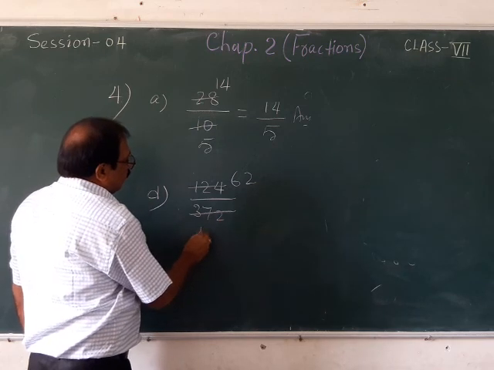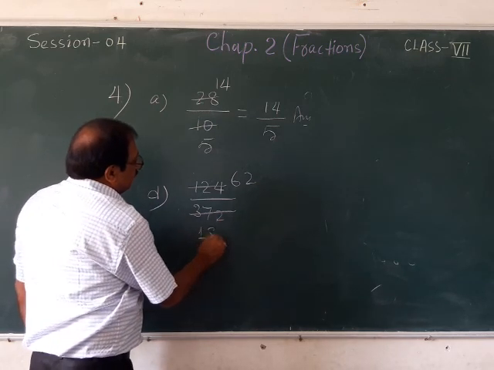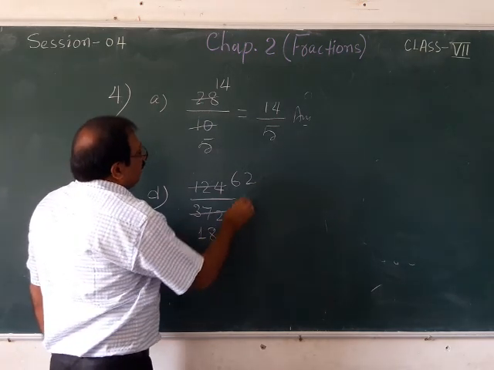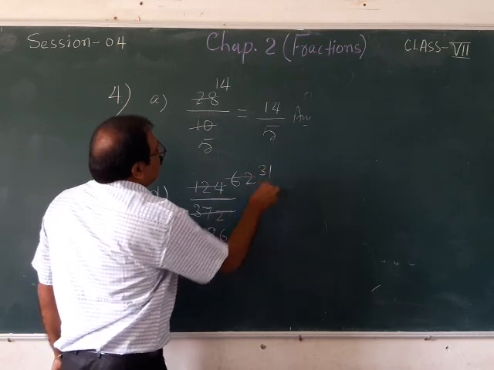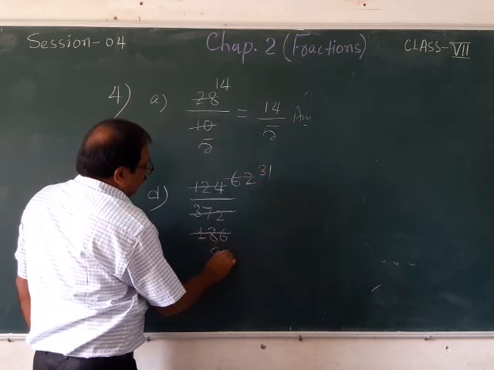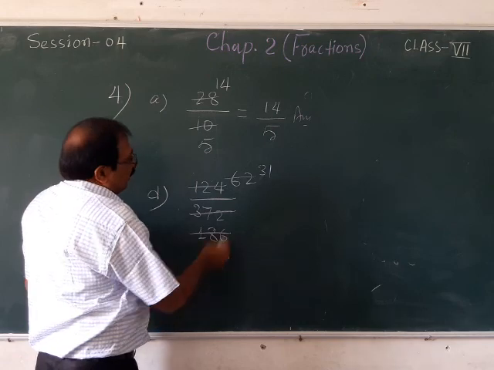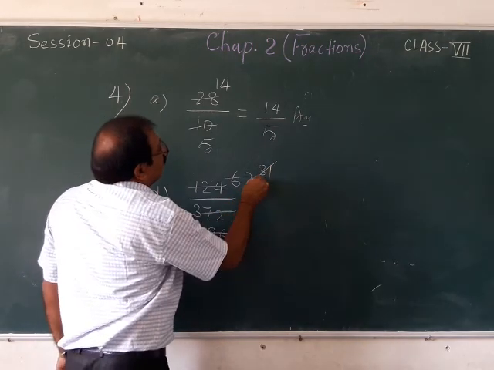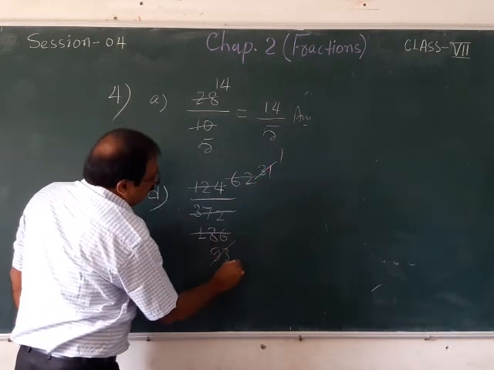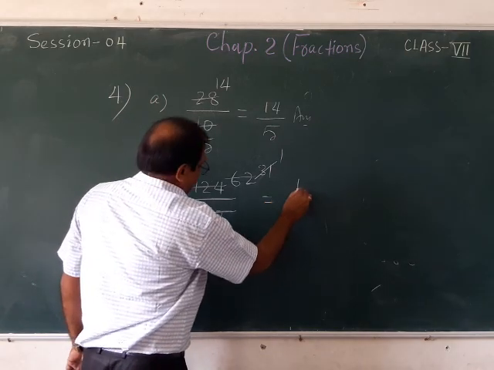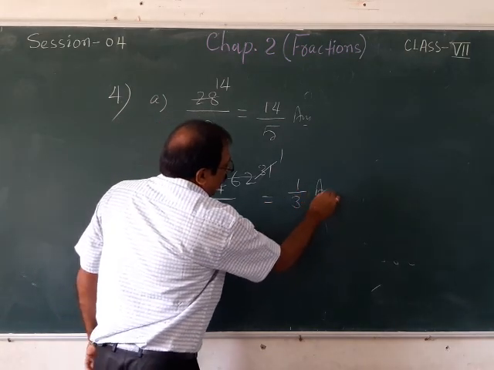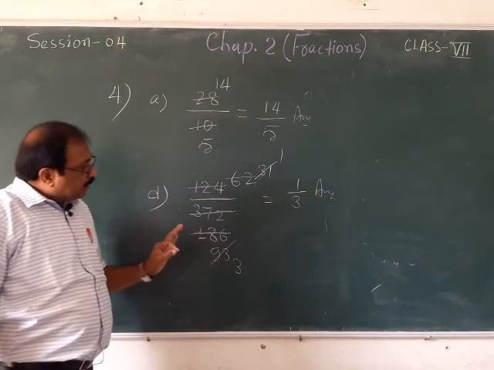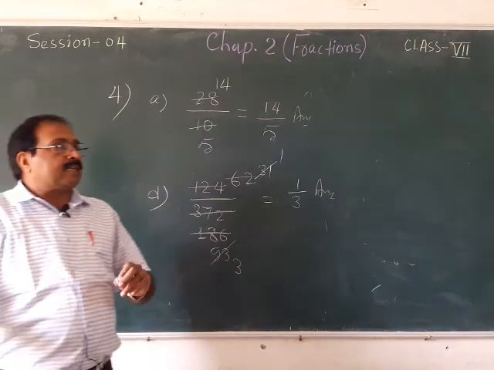By 2, if I divide it: 2 ones are 2, 2 eights are 16, 2 sixes are 12. Again by 2: 2 threes are 6, 2 ones are 2, and again 2 nines are 18, 2 threes are 6. And again 31: 31 ones are 31 and 31 threes are 93. That means the resultant number is coming 1 by 3.